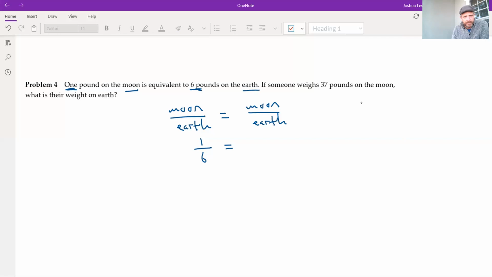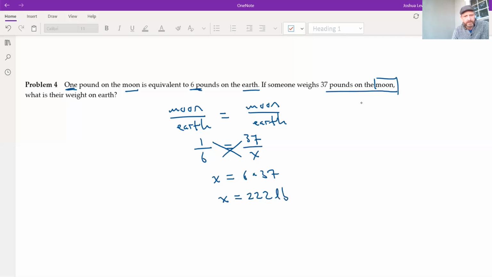And then over here, 37 pounds on the moon. Well, look how I set this up. Excuse me, I put moon in my numerator. So I would have 37, and then I don't know the earth weight. So that's x. Well, cross multiply, and you get x equals, well, 6 times 37, which is what? Well, 6 times 30 is 180. 180 plus 42 looks like 222 pounds.